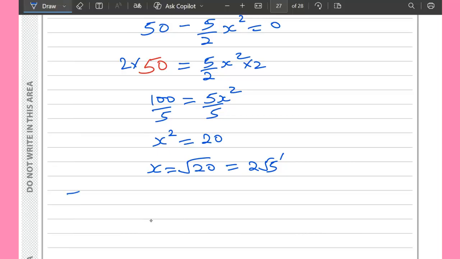So we can say that the exact x coordinate of P is 2 root 5.